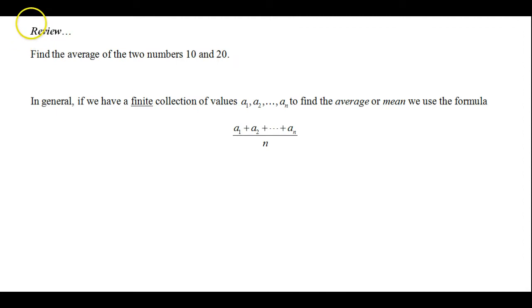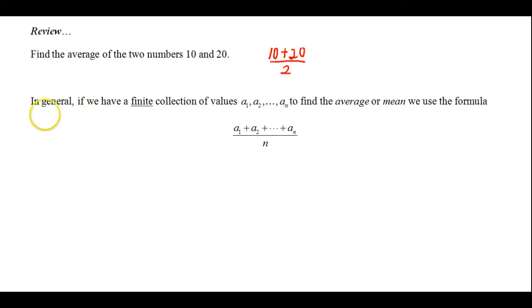Alright, before we look at the formal statement of the mean value theorem for integrals, I want to do a little review. If you were asked to find the average of two numbers, 10 and 20, the expression you would set up would be 10 plus 20 divided by 2. So I'm taking the average of two numbers, adding them together and then dividing by the number of numbers I'm adding together.